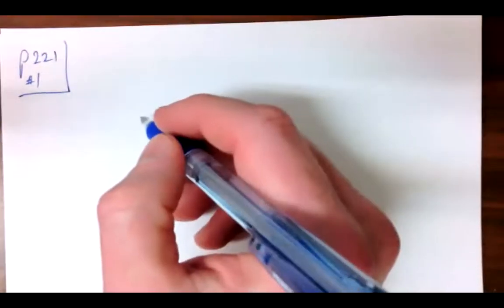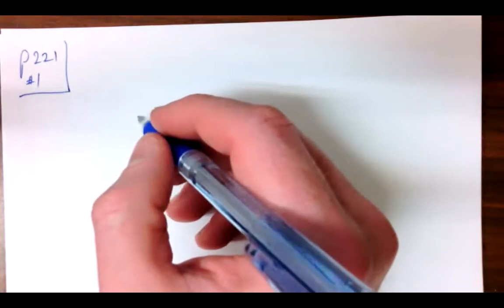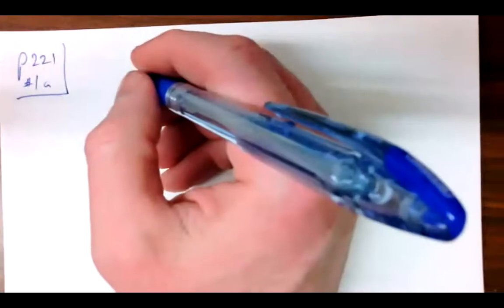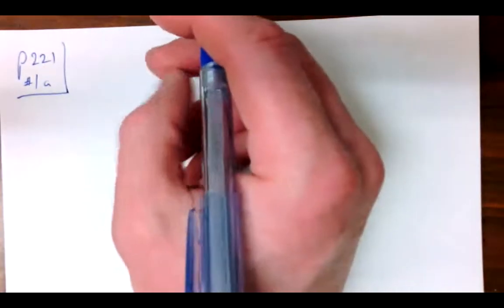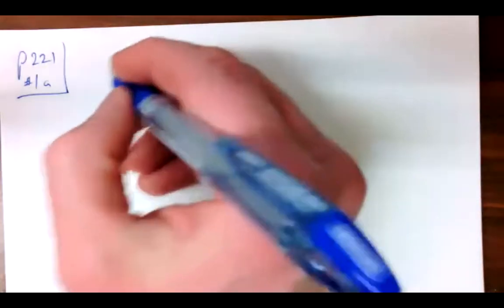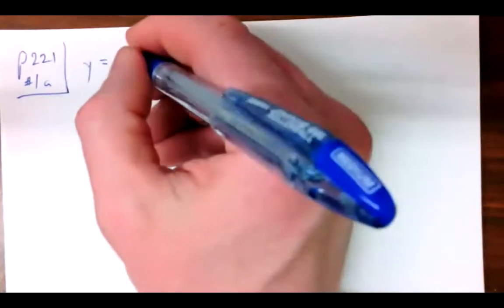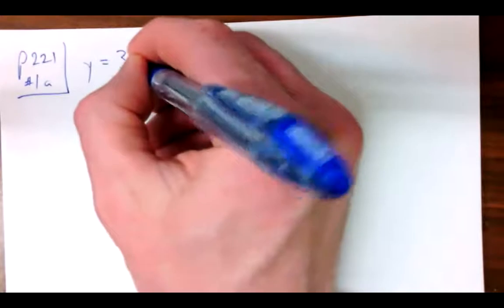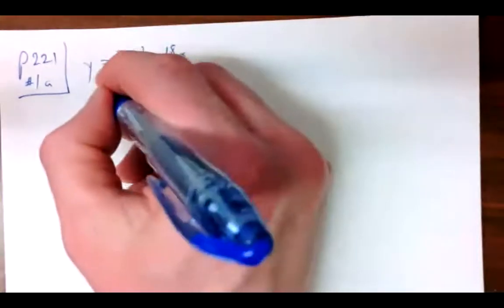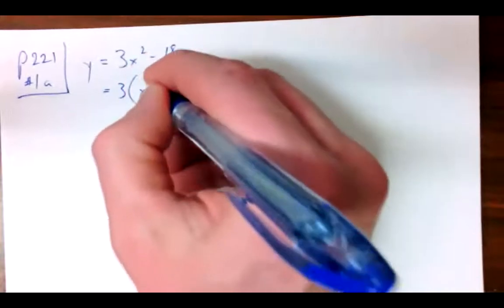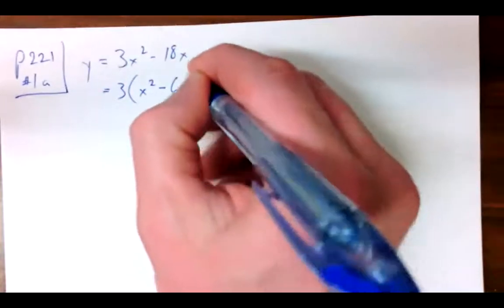Anyways, 221, 1A says, put this in square form. Can you tell if it has 1, 2, or no real roots just by looking at the equation? We're given y equals 3x squared minus 18x. So we put this into square form, take out the 3, becomes x squared minus 6x.